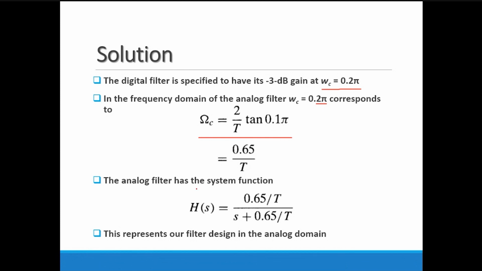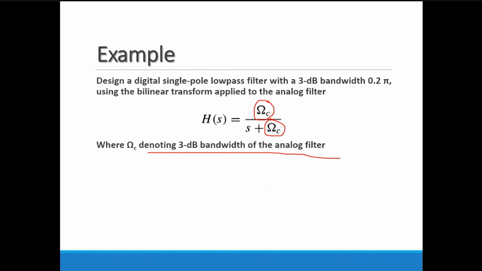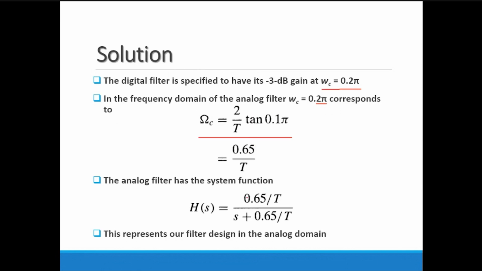So the analog filter has a system function. Now I am applying this value into the analog function which we have written over here. This Omega_o term, whatever Omega_o terms are given, we replace with this value 0.65 by T. So you are getting H of s is equal to 0.65 divided by T, divided in the denominator by s plus 0.65 divided by T. This represents our filter design in the analog domain.